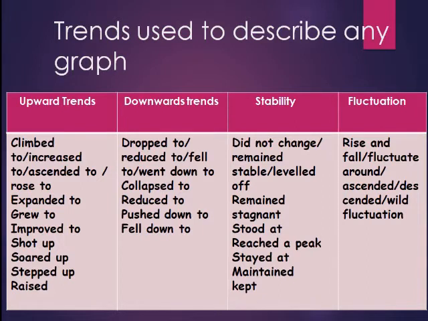Then comes the stability. If the figures are stable, then you can use this sort of phrases. Didn't change, remained stable, leveled off, remained stagnant, stood at, reached at a peak, stayed at, maintained, or kept. And the last column, fluctuations. If there are fluctuations, of course there will be fluctuations in the graphs or charts. So you have to use this sort of phrases: rise and fall, fluctuate around, ascended, descended, wild fluctuations.